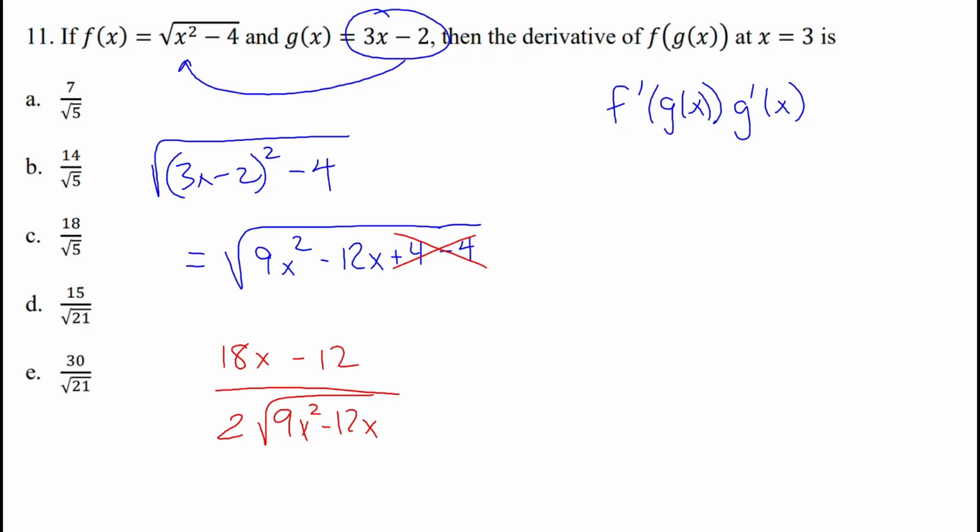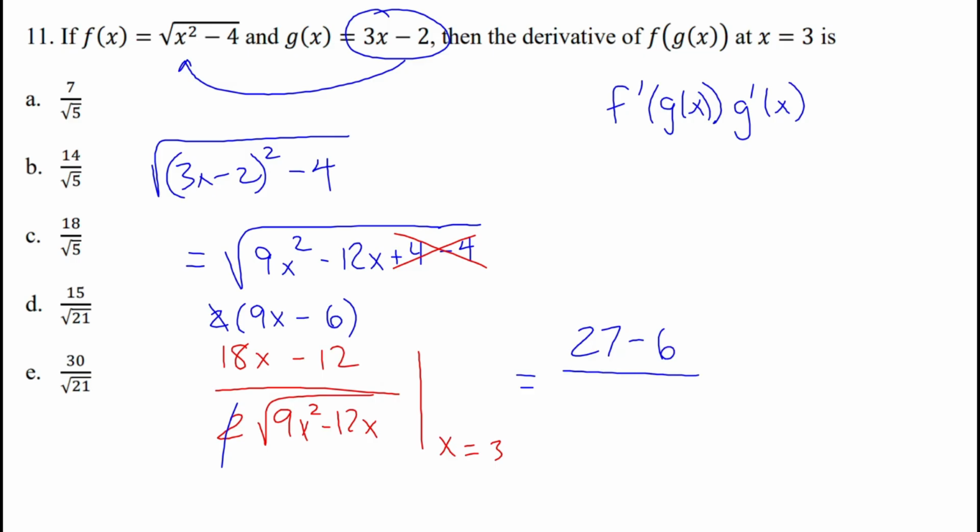Then we just want to evaluate this when x is equal to 3. And so at x equals 3, we might as well do this. We can cancel out this 2, right? Because this is 2 times 9x minus 6. So we can cancel out the 2's. So really, we've got 9x minus 6 in the numerator. Well, 9 times 3 is 27.